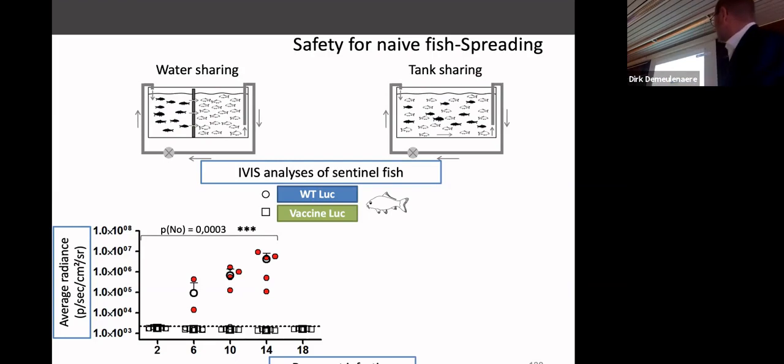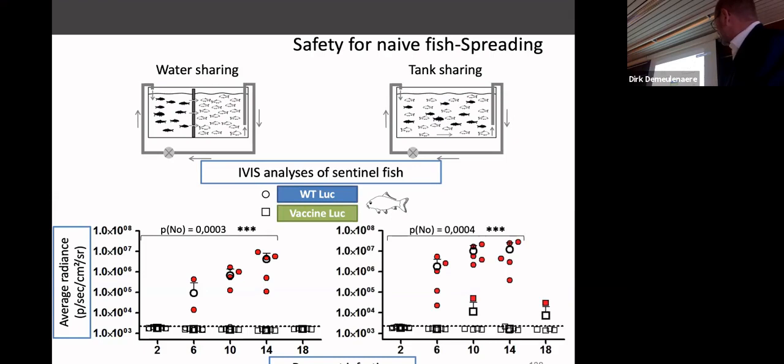What about tank sharing? All the little dots here represent the wild type. You see massive contamination of the white fish, like here. And here, only two fish, the two squares here, this is the mean, the white ones, the two fish that were transiently positive at day 10 and 18. So this vaccine is really inefficient in spreading from one fish to the other, which is extremely good for the registration and the safety of this vaccine.